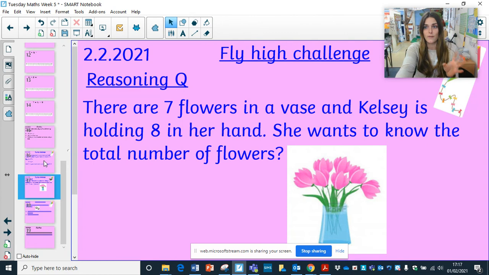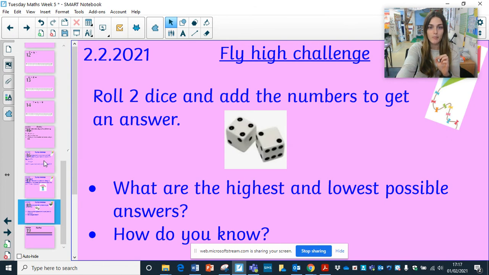And as always, to fly high and challenge your thinking further, there are some questions. There's a reasoning question here. And then there's a fly high challenge here as well. Roll 2 dice, add the numbers to get an answer. What are the highest and lowest possible answers? So that's why I've attached the dice net for you to use.